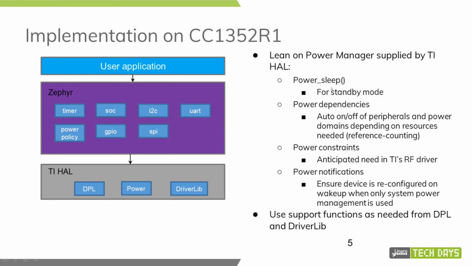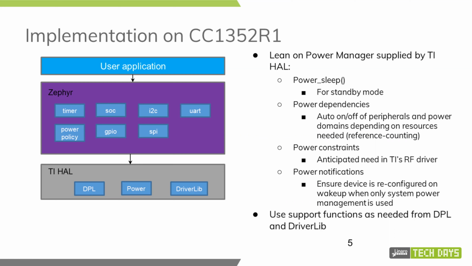There's a feature called power dependencies that basically turn on and off peripherals and power domains, depending on whether they are needed or not, by reference counting them. The feature refers to these as being resources. And it's a nice way to automatically do that.